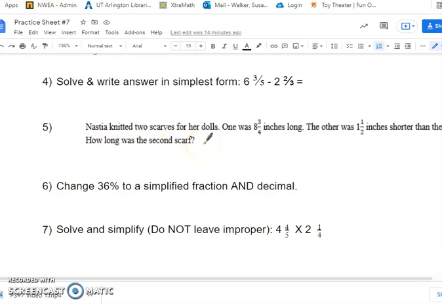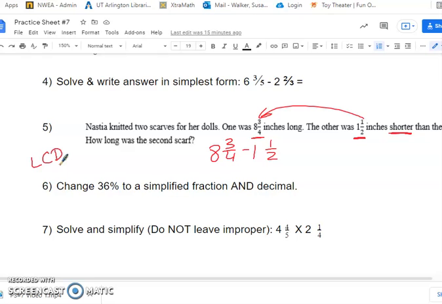So what we know is there's 2 scarves. This is the length of one. This is not the length of the other. The second one is this much shorter than that one. Okay? So hopefully, guys, you know that means we are going to subtract to find the length of the other scarf. So your job is to find the least common denominator and go from there. This is not a problem that requires regrouping.